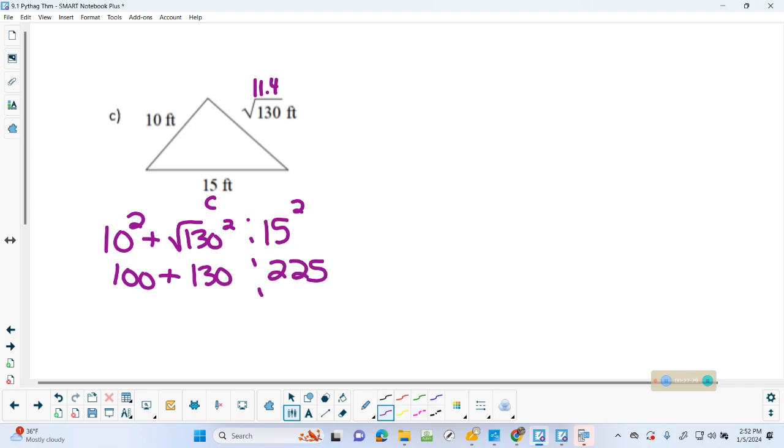So, of course, 100 plus 130, I'm going to add it up. So, what type of triangle do you have? Acute. C squared is smaller, so acute. Always based off of your C squared. I don't think it's too bad for Pythagorean Theorem, just a lot of calculations, okay?